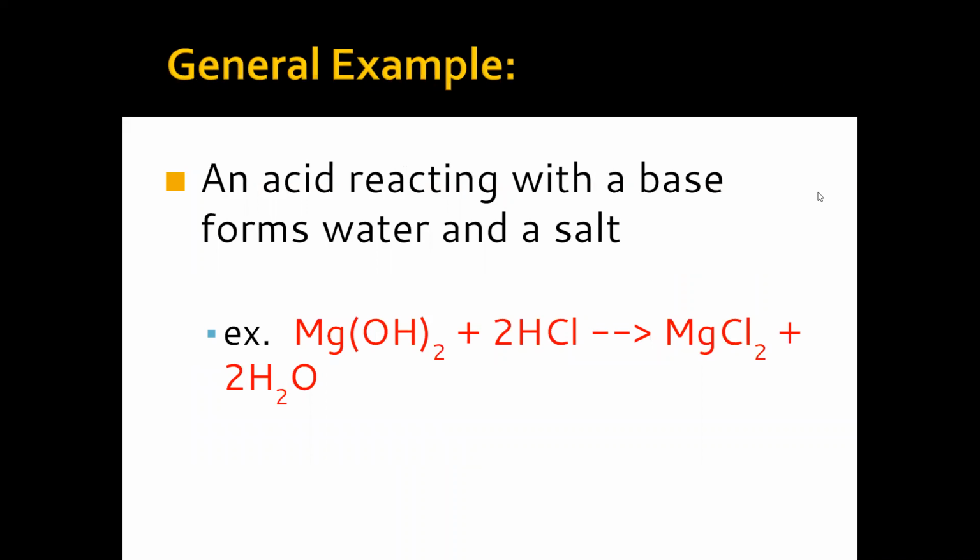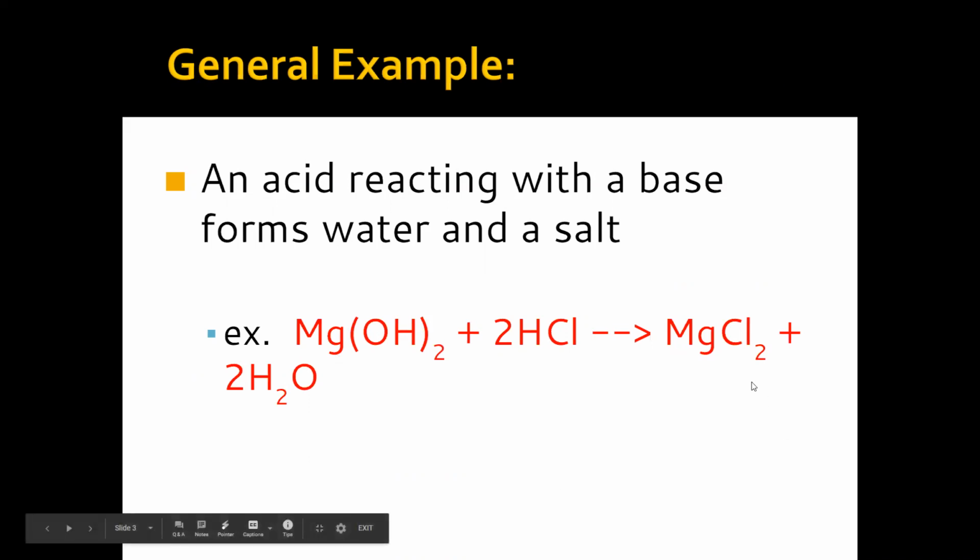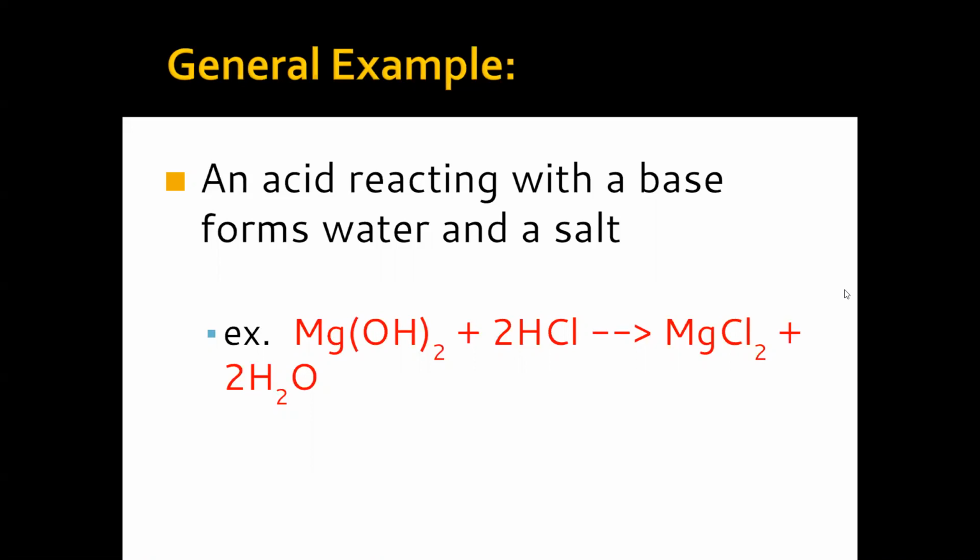So here's a generic example of an acid reacting with a base. That is always going to form salt and water. And I don't mean necessarily table salt, though sometimes it is table salt. But in this case, we have our acid and our base reacting to form magnesium chloride and water. And magnesium chloride is a salt. Remember, another term for an ionic compound is a salt. So I don't, again, mean necessarily table salt, but any salt.